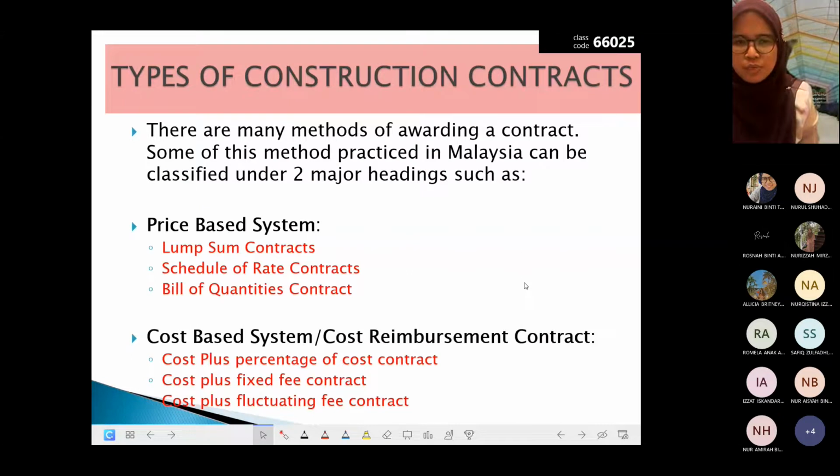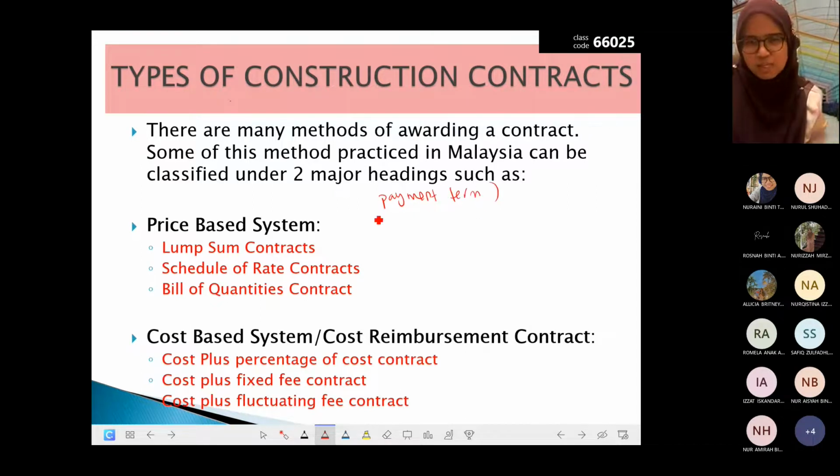Okay, so then we have construction contract. So there are many methods of awarding a contract. So contract yang ni price based and cost based, this is on the payment term lah. Okay, payment to be paid lah.